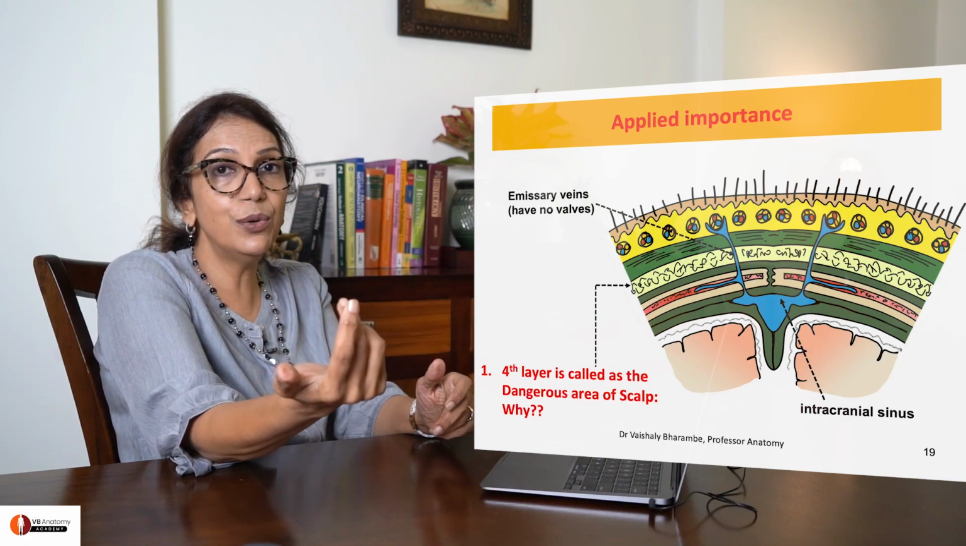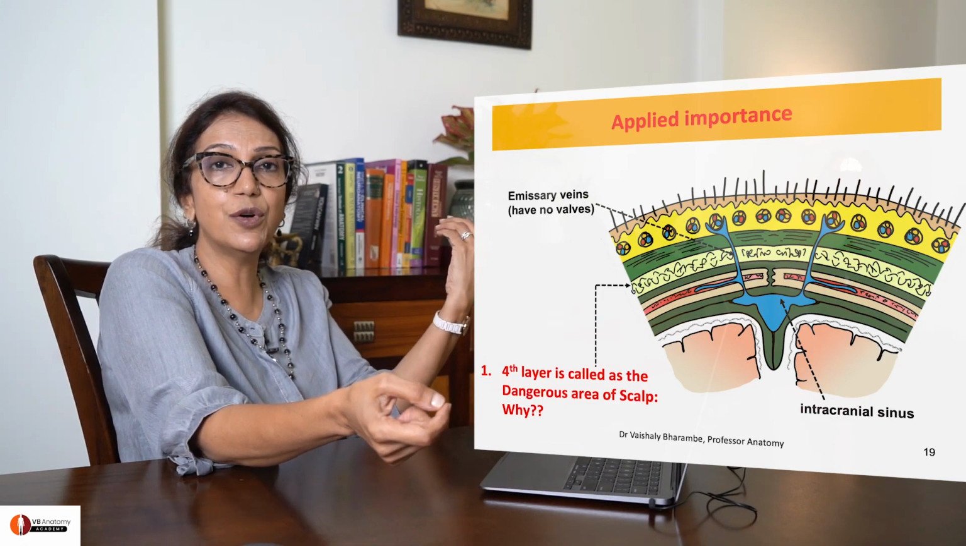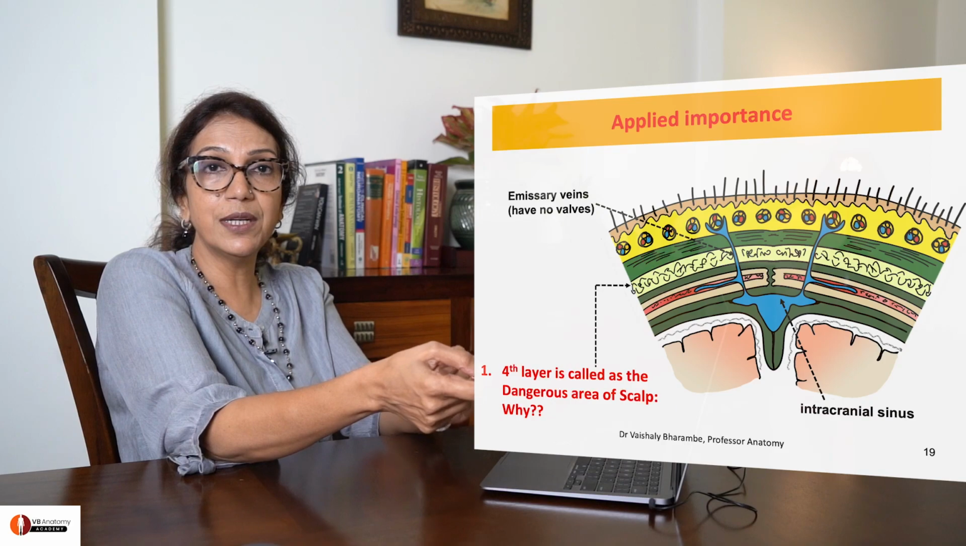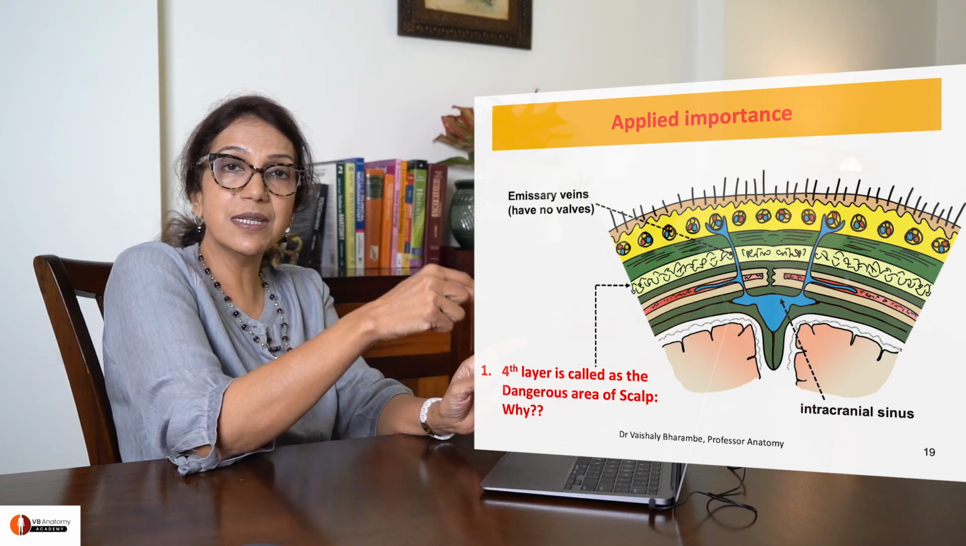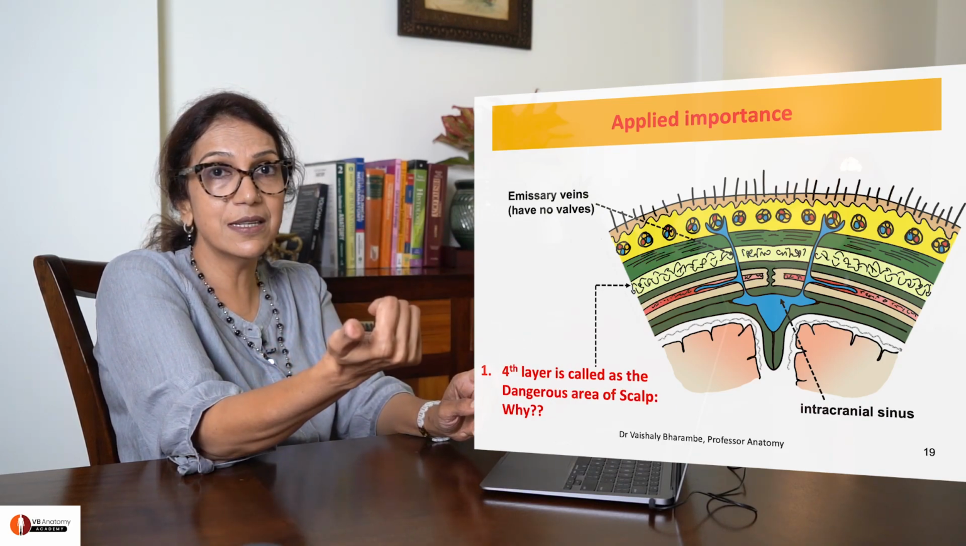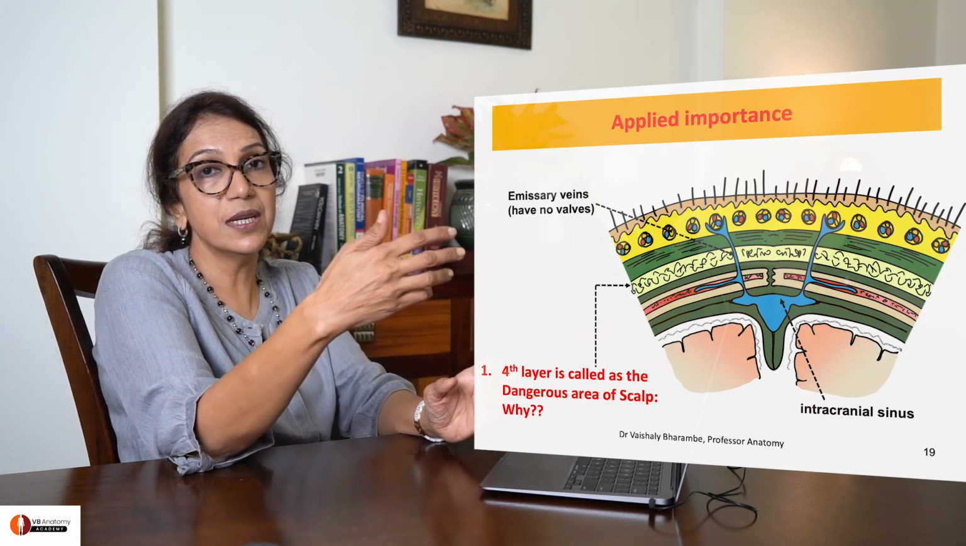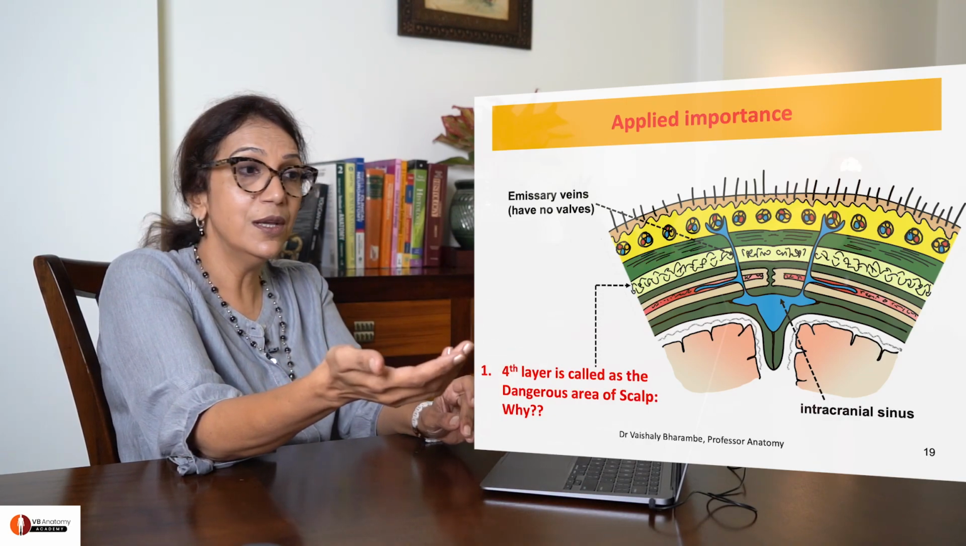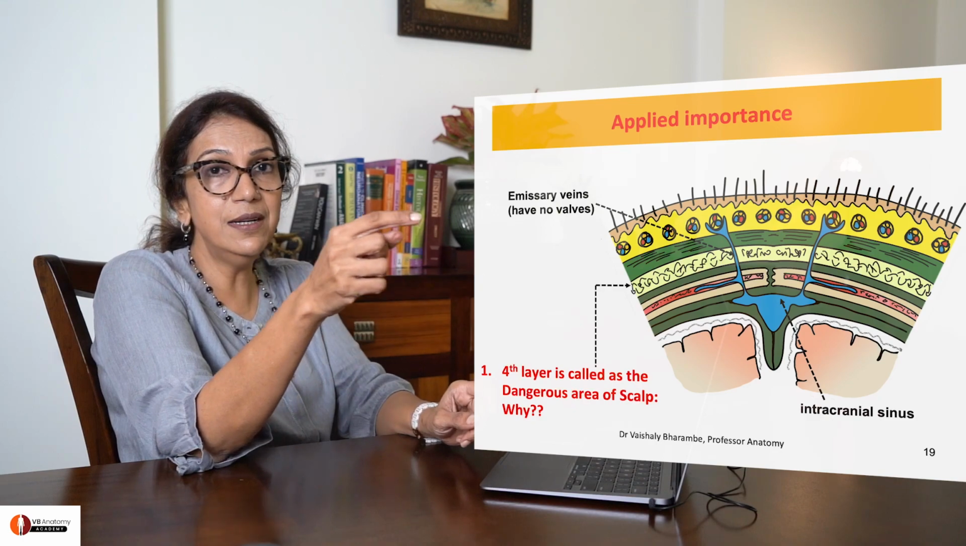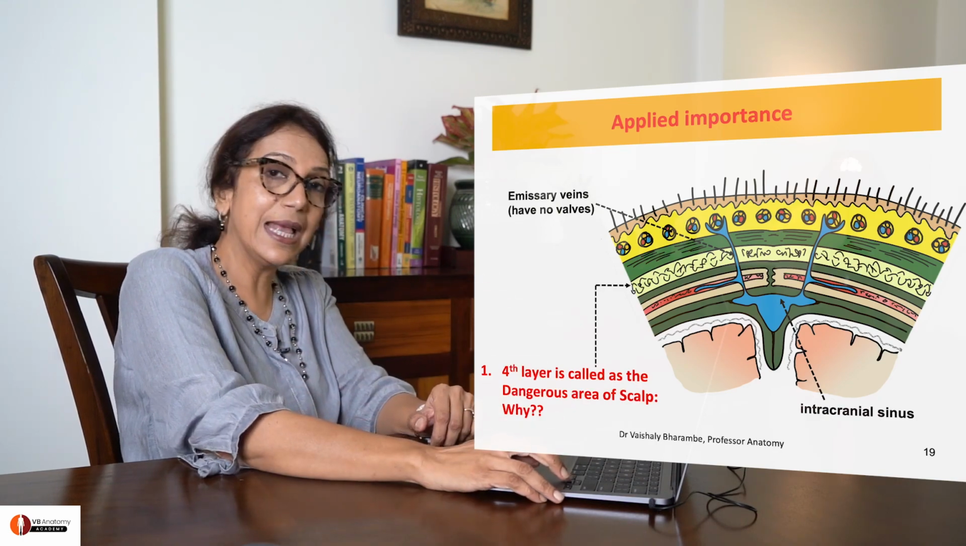So what is it going to do? It's going to pick up infection from the loose subaponeurotic tissue layer and carry it to the skull, causing osteomyelitis, and carry it inside the brain, causing intracranial infection. Okay, so that's why this layer is called the dangerous area of scalp.